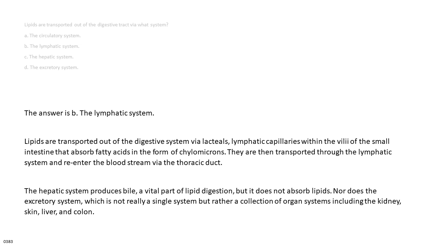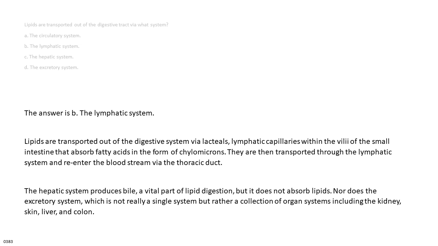Lipids are transported out of the digestive system via lacteals, lymphatic capillaries within the villi of the small intestine that absorb fatty acids in the form of chylomicrons. They are then transported through the lymphatic system and re-enter the bloodstream via the thoracic duct.